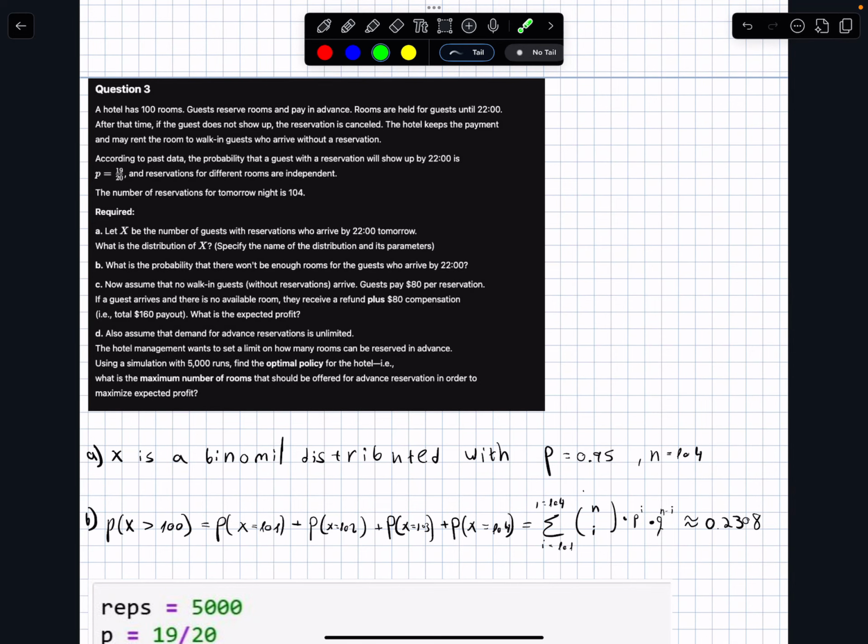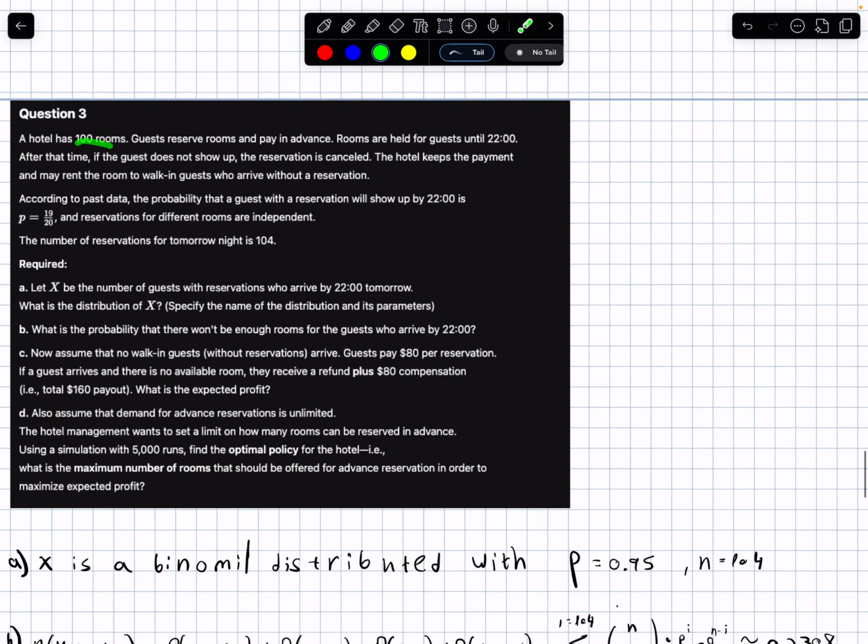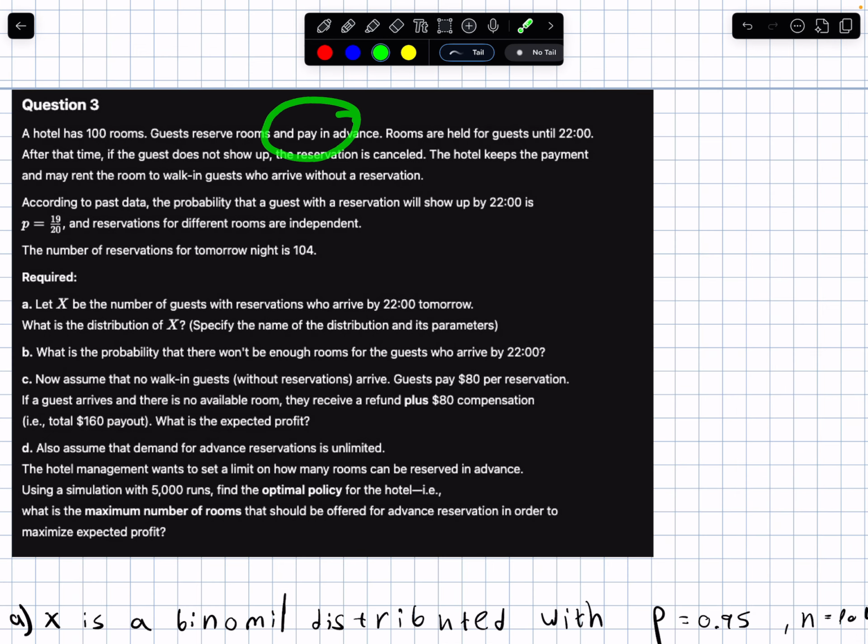Hey guys, so today we have this question. We have a hotel with 100 rooms, guests reserve a room and pay in advance. Rooms are held for guests until 10. After that time, if the guest does not show up, the reservation is cancelled, the hotel keeps the payment and may rent the room to walk-in guests who arrive without reservation.